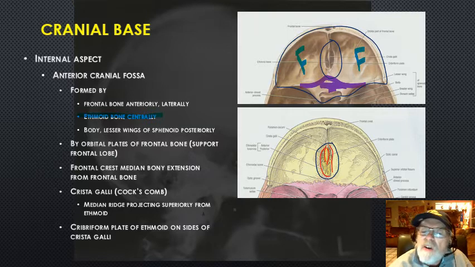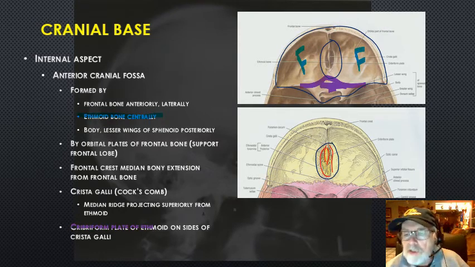If you look, see how there are little dots in there? That area that's next to the Crista Galli is called the Cribiform Plate. It's called the Cribiform Plate, and that's the Cribiform Plate of the ethmoid bone. And these little holes in there.